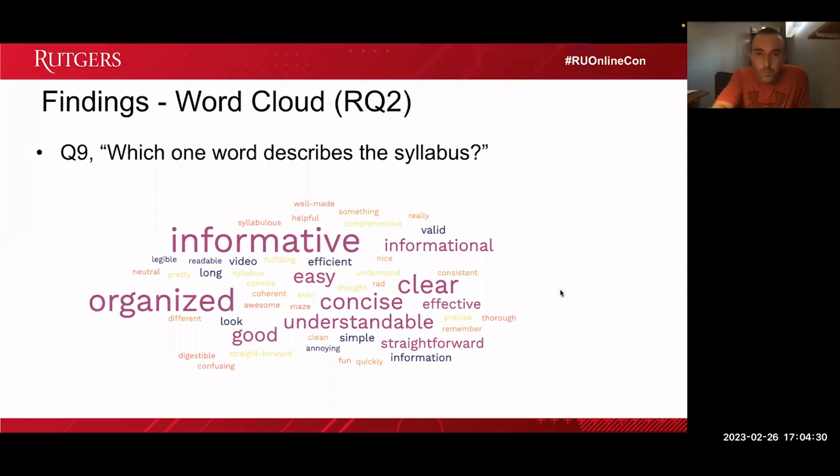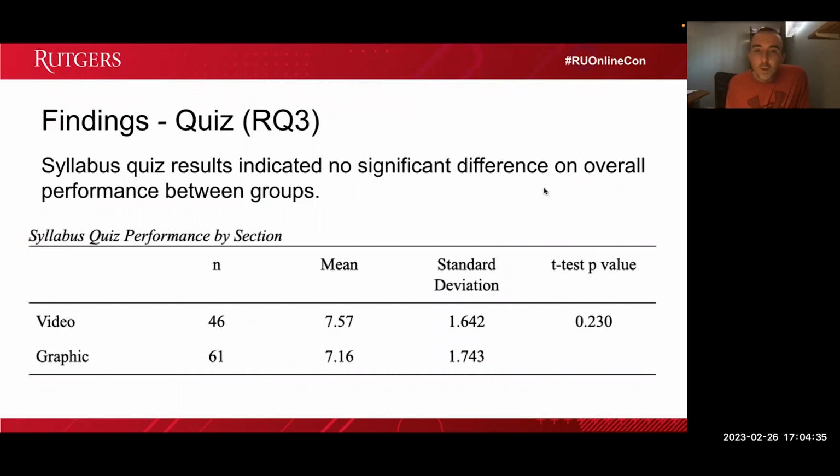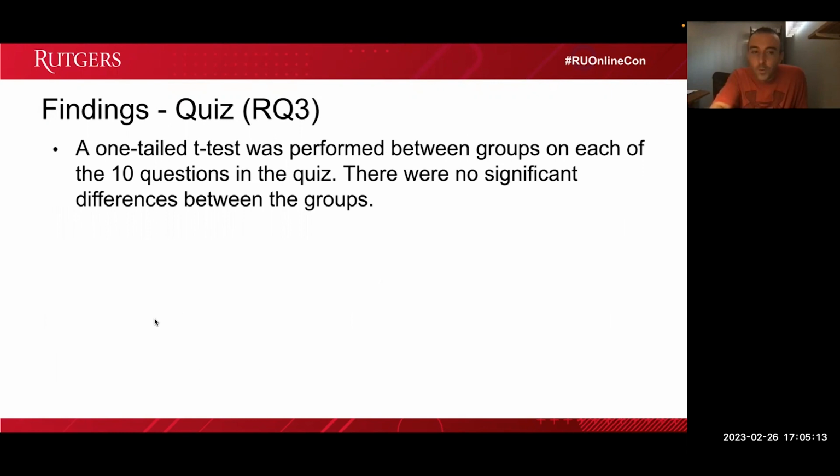For research question three, we looked at the syllabus quiz, that 10-question quiz on Canvas, assessing students' understanding of course content and rules and all that. We found that there was no significant difference between groups on overall performance. We drilled down further to the item level and weren't able to see any difference at the item level either. So we found that the modality in which the syllabus was delivered did not impact their post-test performance on the syllabus content. As I mentioned, we went to the individual questions and did not find any differences between the two groups.